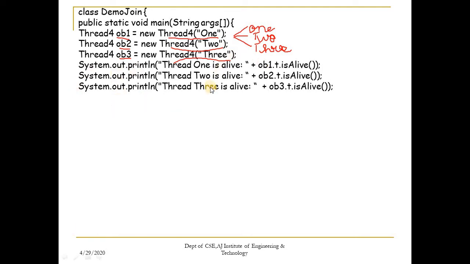And finally we are testing whether thread 3 is alive. So thread 3 is represented by object 3 here. So ob3.t.isAlive will return whether the third thread is alive or not.